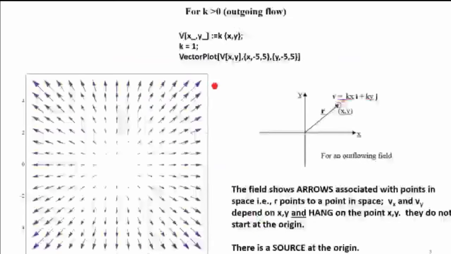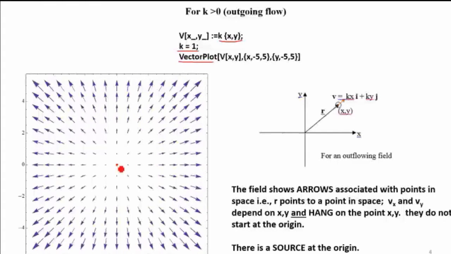So let's take a case where we have a positive k. We simply take the r vector in Cartesian coordinates, so r is equal to x x-hat plus y y-hat. And I've taken k equals 1, and I've used Mathematica, using VectorPlot, to plot this out. And this is what it looks like.